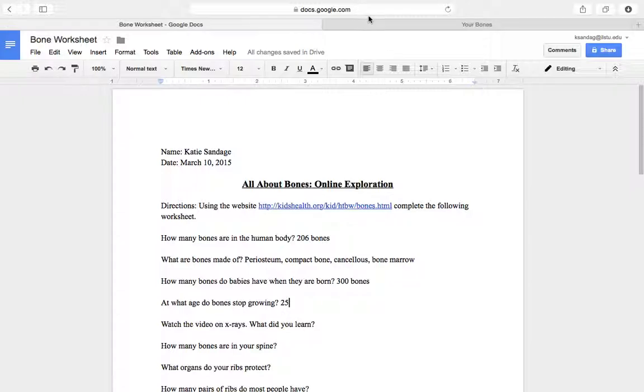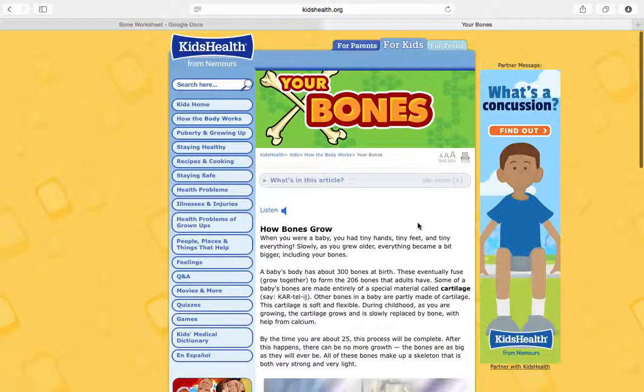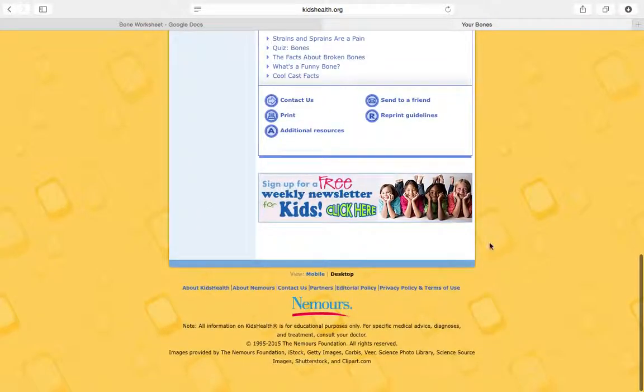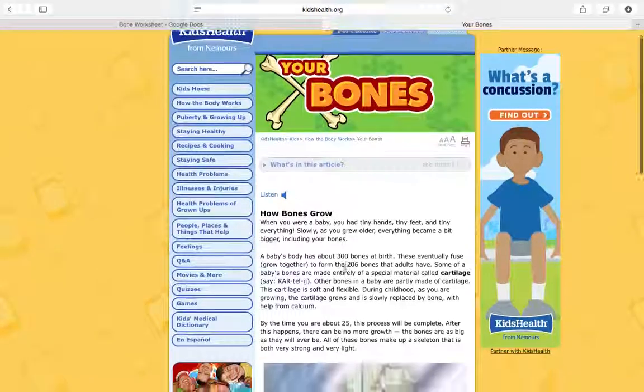I'm just going to talk about a few more things that you need to think about when you're doing online reading. One thing about reading online is that there's a lot of distractions. There's this sidebar over here, there's things going on over here, there's a bunch of stuff at the end of the page. You really have to make sure that you're focusing on the content in the page.